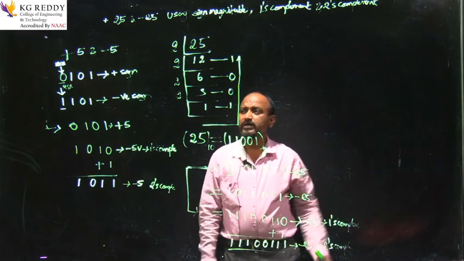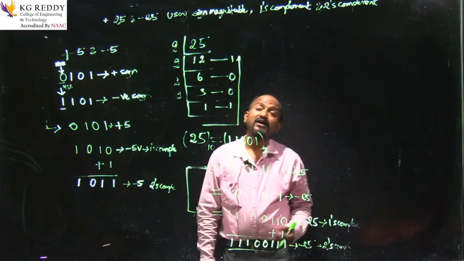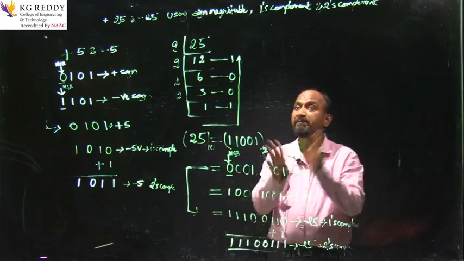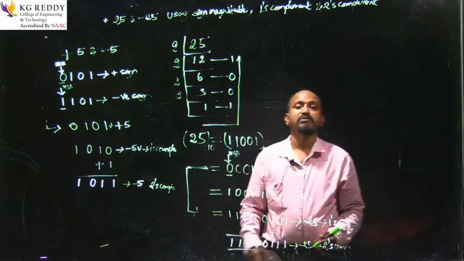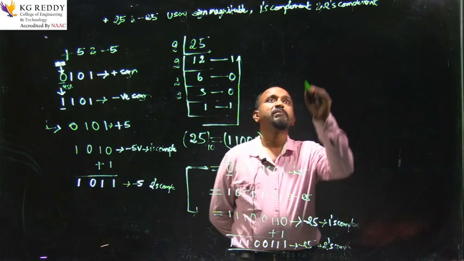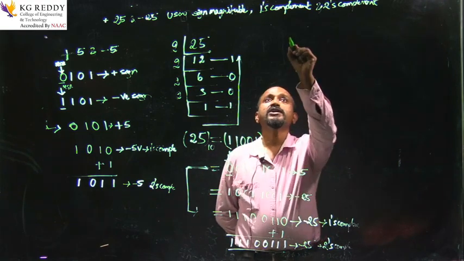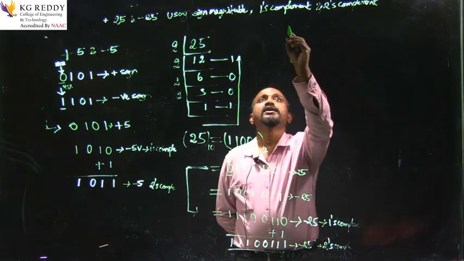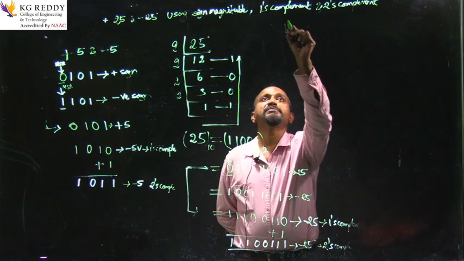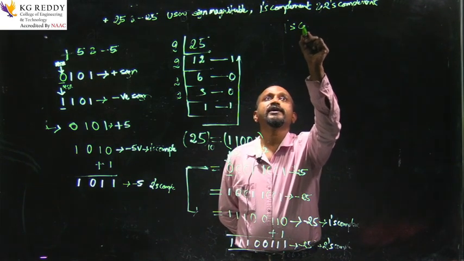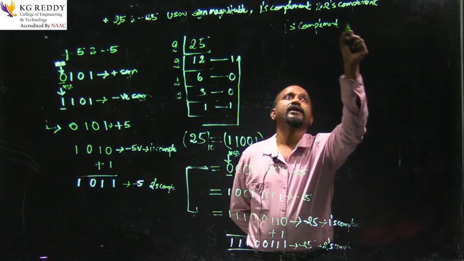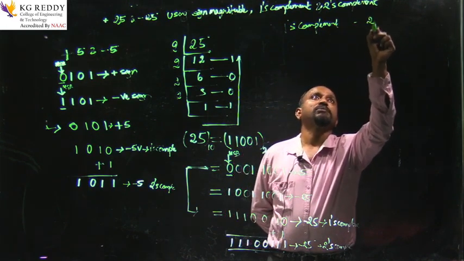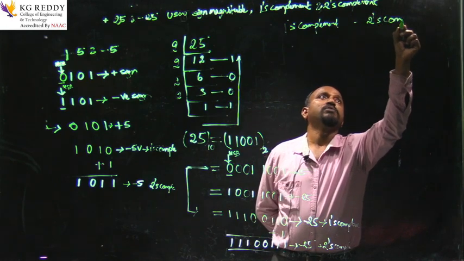The point to notice here is the comparison between ones complement and twos complement. So I will go briefly. What is the comparison between ones complement and twos complement? Let us write points here. This is ones complement, and this is twos complement.